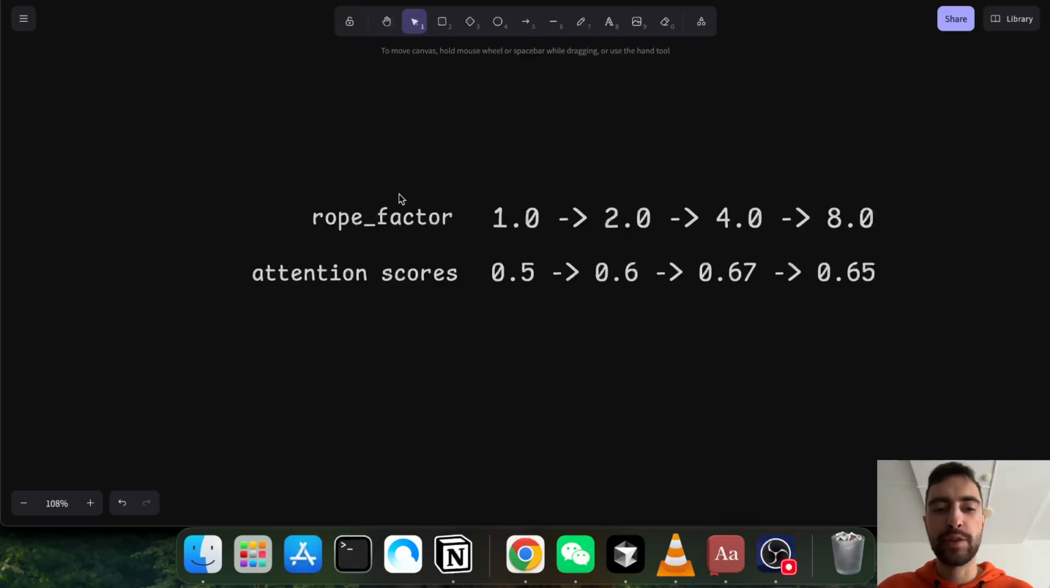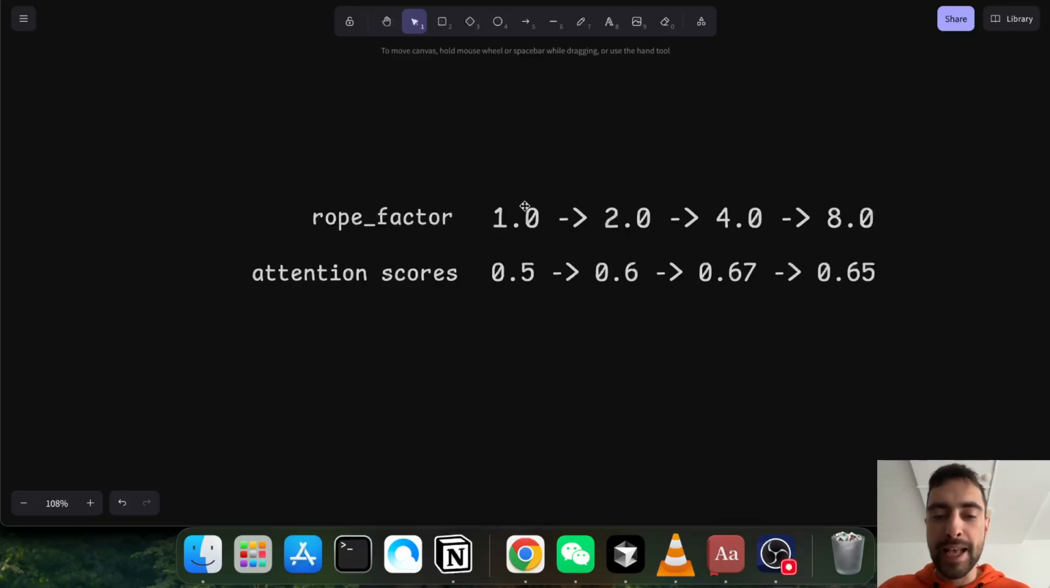Okay, here, let's take a look at this. We see rope factor going from 1 to 2, 4, 8. So we are 2xing the context window, 4xing the context window. And we can see the difference in attention scores as this happens. So the original attention score is 0.5. Now that there is less rotation, the attention score will be a bit higher. And then less rotation, higher attention scores, less rotation, higher attention scores.